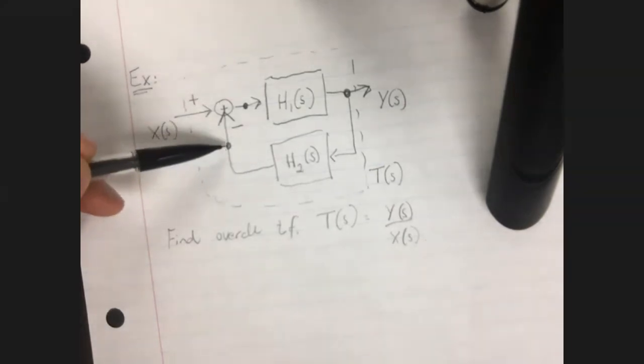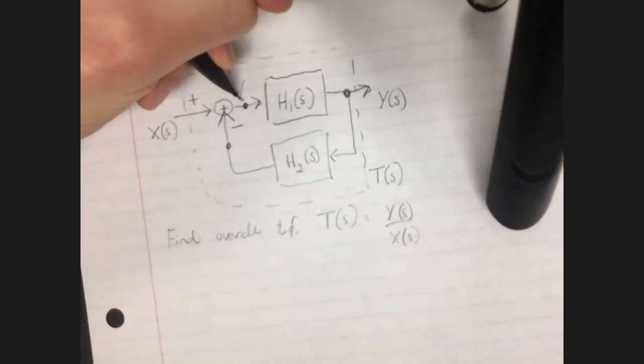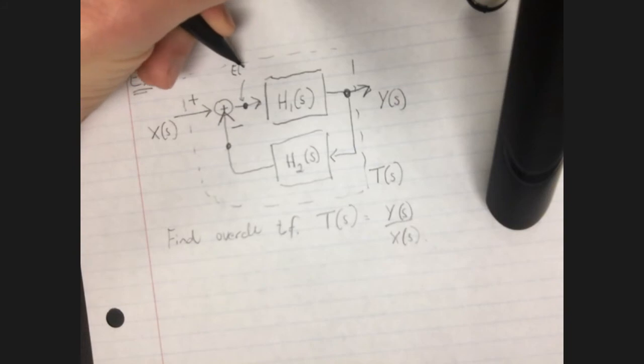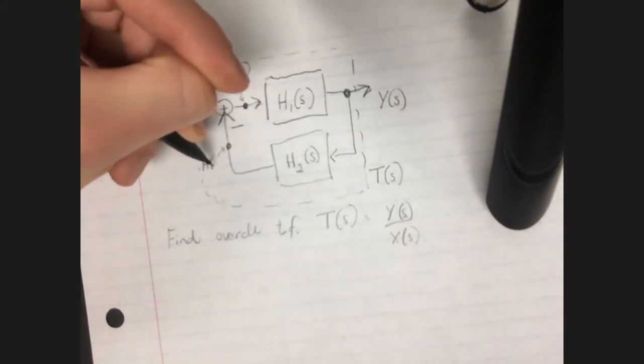Okay, so I gave you the hint of considering these two. I'll call this one right here E of S, big E of S. I'll call this one right here M of S, big M of S.